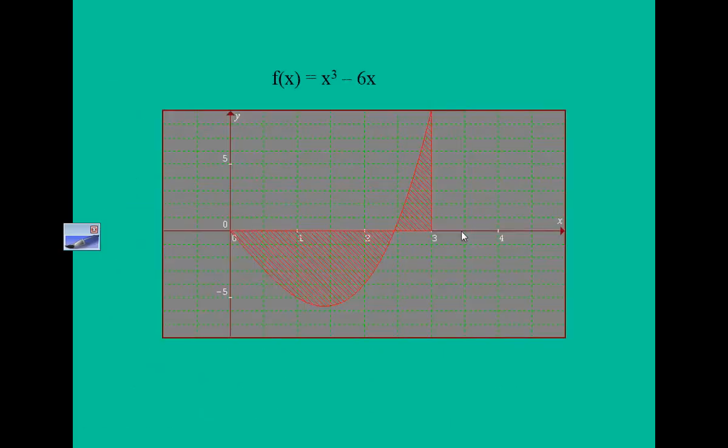So here's a graph of the function x cubed minus 6x. And we have found the net area was negative 6.75.